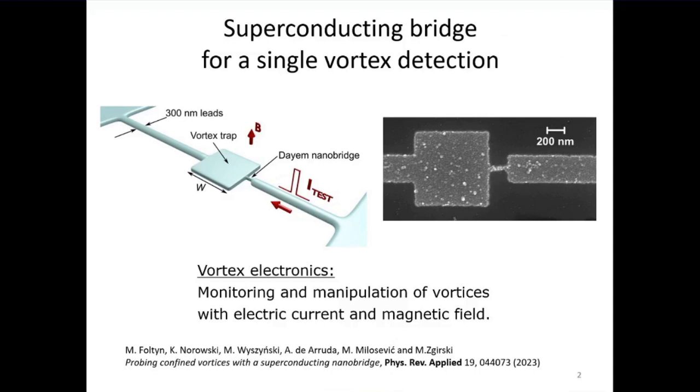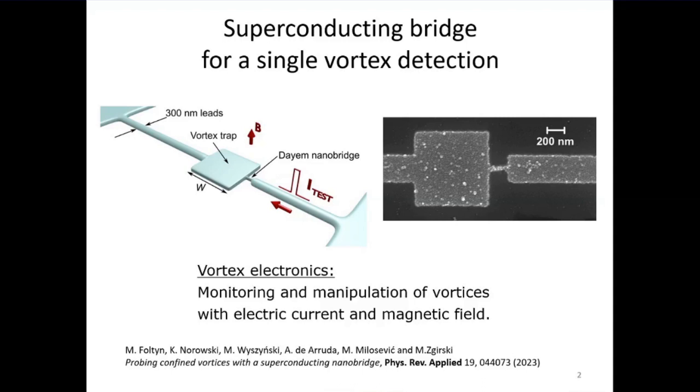It has the property that when probed with current, it switches from the superconducting to the normal state at some well-defined, maybe not well-defined, but at some current, and this switching is probabilistic, but okay, this I will explain later.